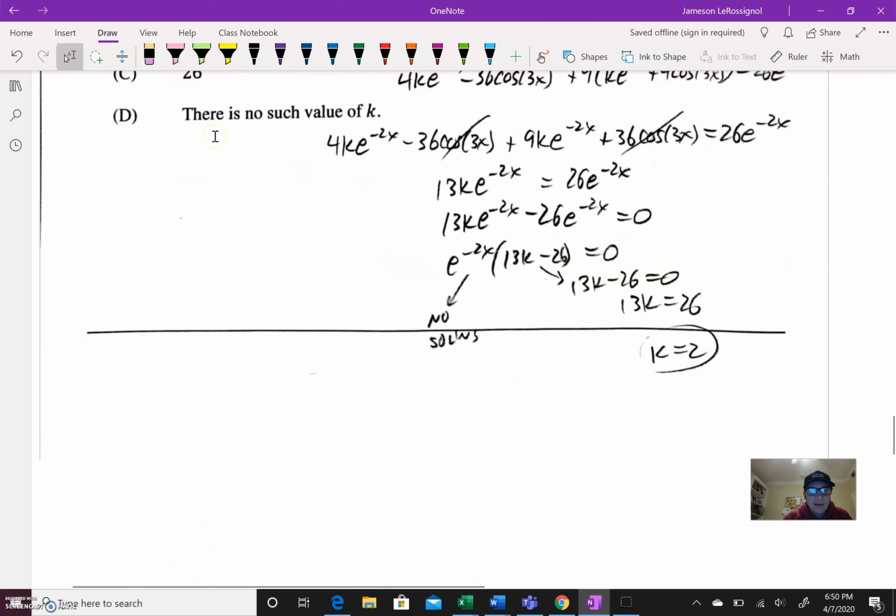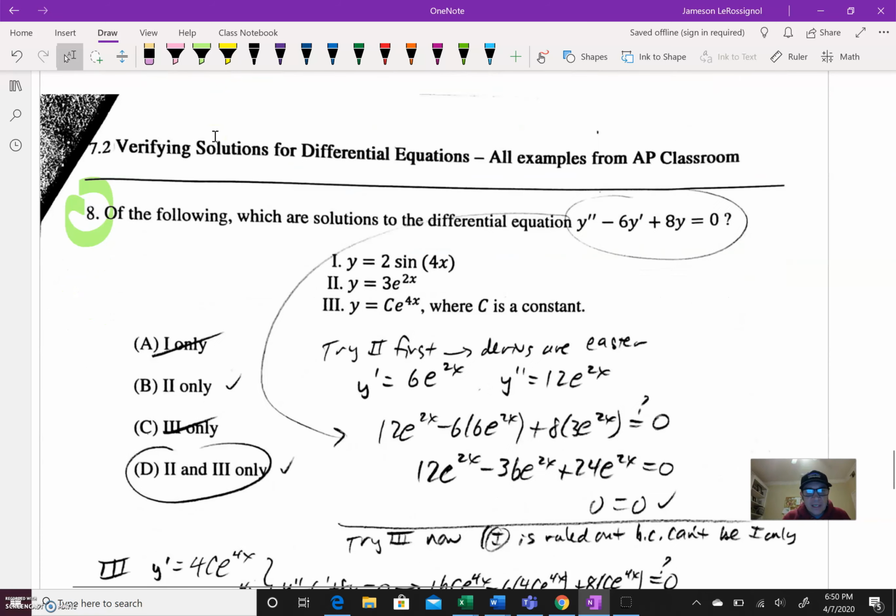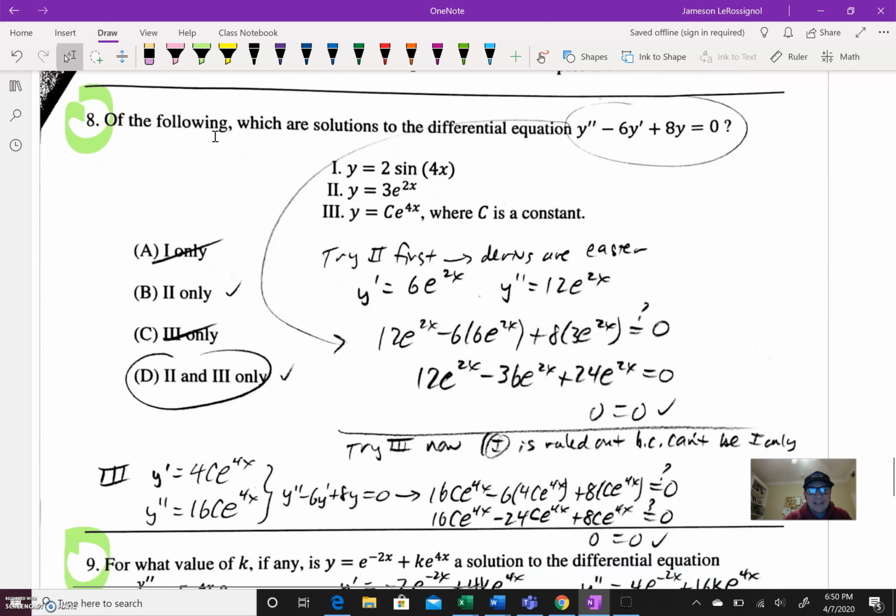All right, moving on to number 8. Let's see here. Here's number 8. I like these. Whenever they've got a 1 only, 2 only, 3 only, you can typically cancel out some answers pretty quickly. One thing I noticed is that if I try the second one first, that's actually easier to take derivatives of because it's a repeater, right? I can do 1 first if I want, but I like 2 first because it's a little bit faster for me. But that's personal preference.